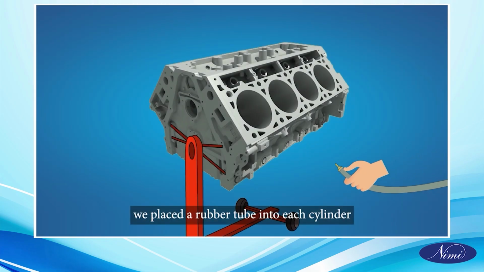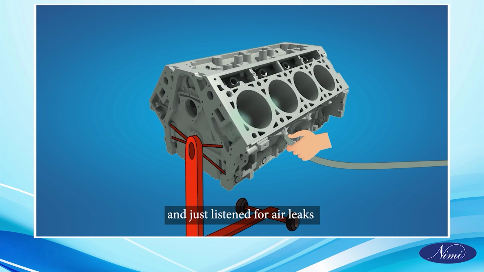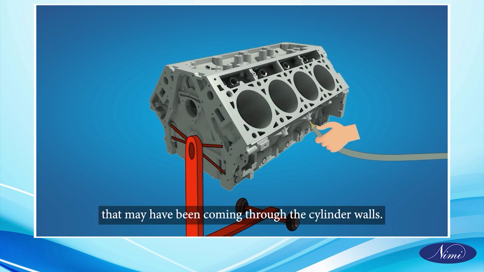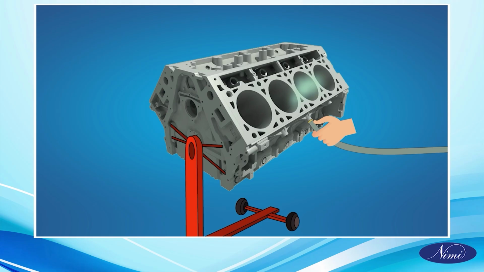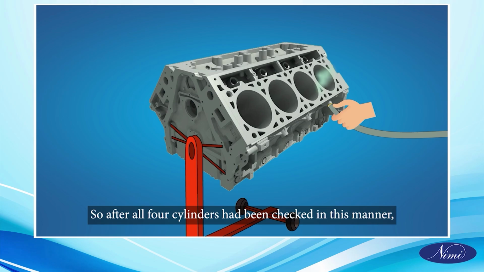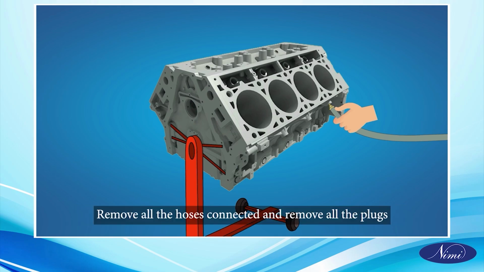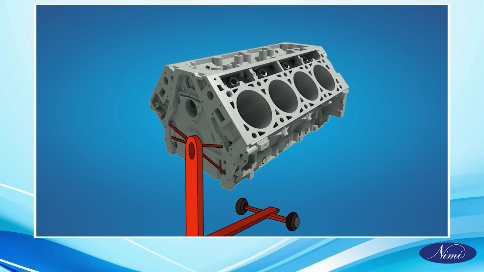We placed a rubber tube into each cylinder and just listened for air leaks that may have been coming through the cylinder walls. If any air leak noise is observed, mark the place for repair work. After all 4 cylinders had been checked in this manner, the air hose was turned off and the line pressure was released. Remove all the hoses connected and remove all the plugs.